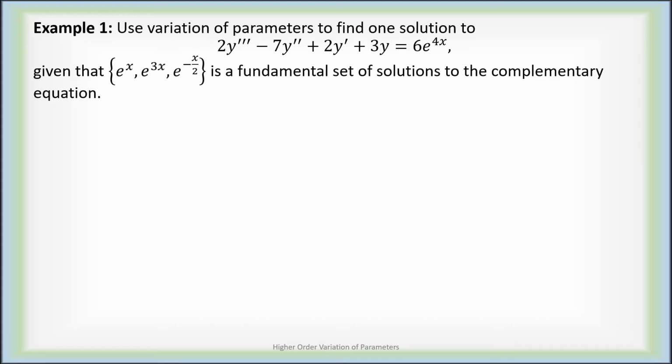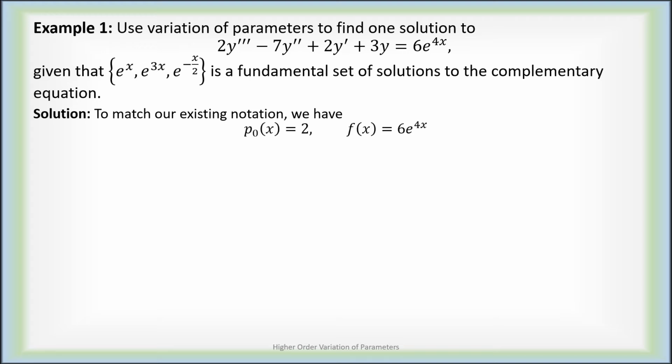So let's try an example. Use variation of parameters to find one particular solution to this differential equation, given a particular fundamental set of solutions to the complementary equation. To match the notation we used in our initial discussion, p naught is the leading coefficient of the differential equation, that's 2. The forcing function is 6e to the 4x. y1 is e to the x, y2 is e to the 3x, y3 is e to the minus x over 2. I can put them in any order I want, but I may as well use the order they were written in.